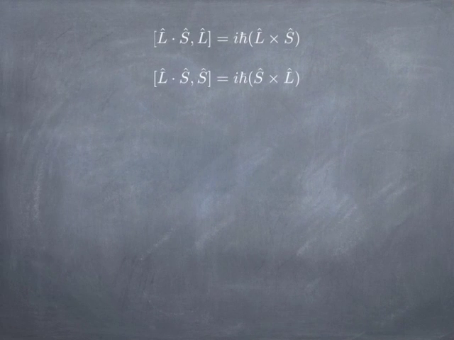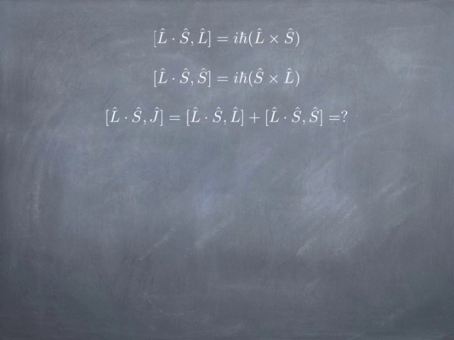Let's look at that. If you calculate the commutator of L dot S and L, you do not get 0. The commutator of L dot S and L almost magically turns out to be the cross product of L and S. And the commutator of L dot S and S turns out to be the cross product of S and L.